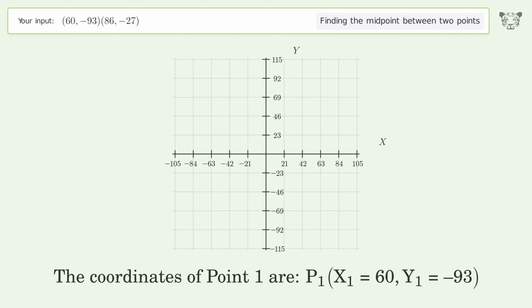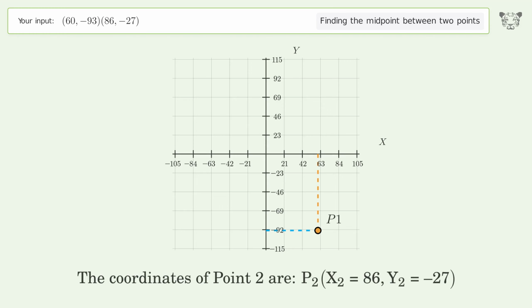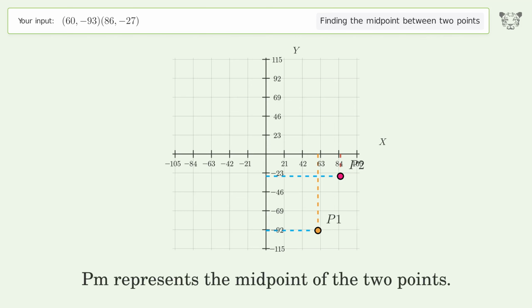The coordinates of point 1 are x1 equals 60, y1 equals -93. The coordinates of point 2 are x2 equals 86, y2 equals -27. PM represents the midpoint of the 2 points.